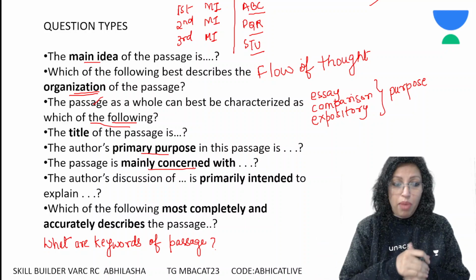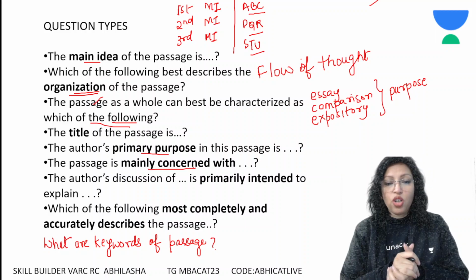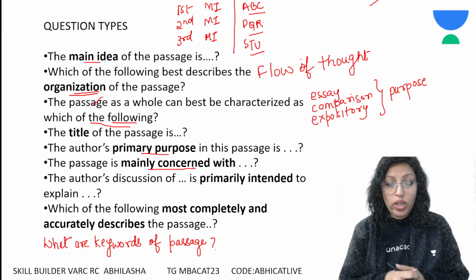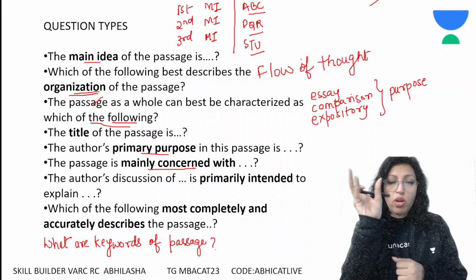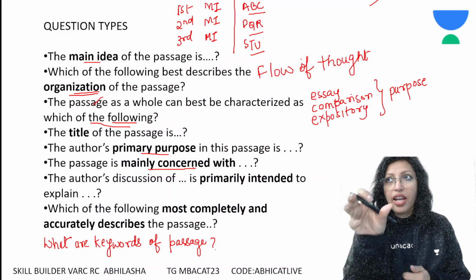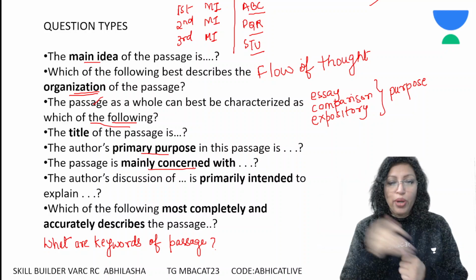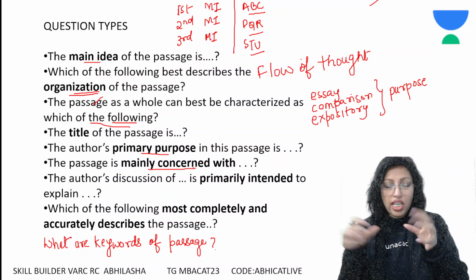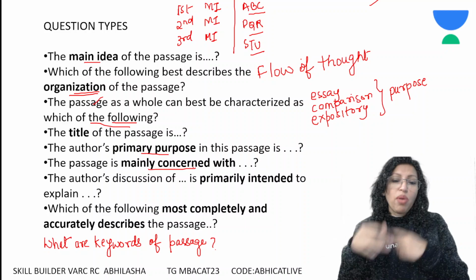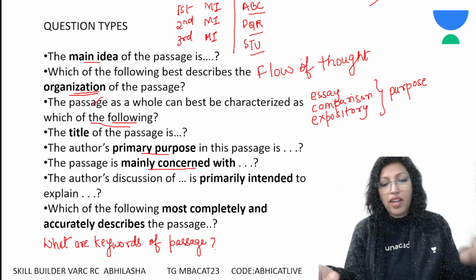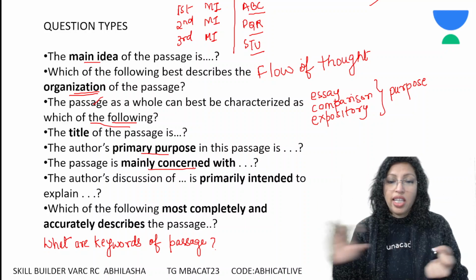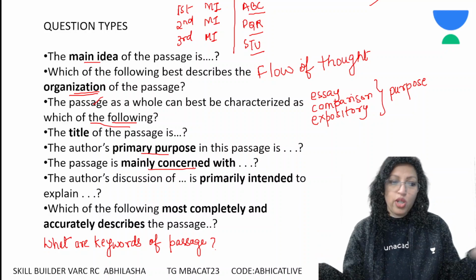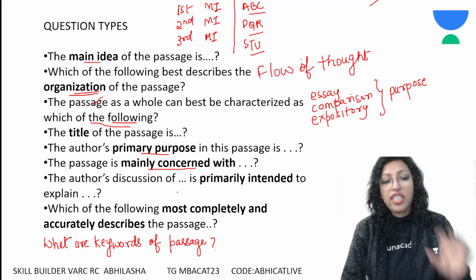Again, the purpose of the passage. The author's discussion of something is primarily intended to explain. So let us say he talks about writings of black poets. So why has he talked about the writings of black poets in this article? He is probably wanting to explain the relevance of black poetry in the modern spectrum of poetry, something like that. So he discusses something.